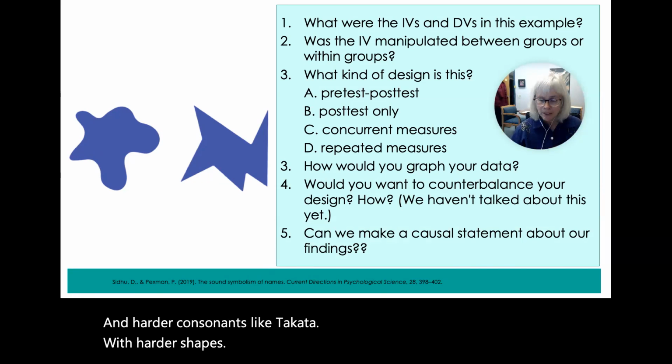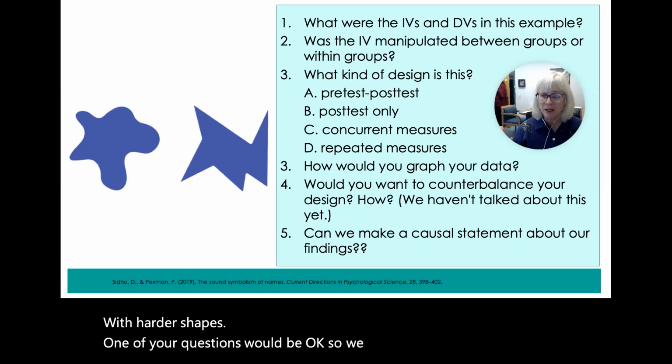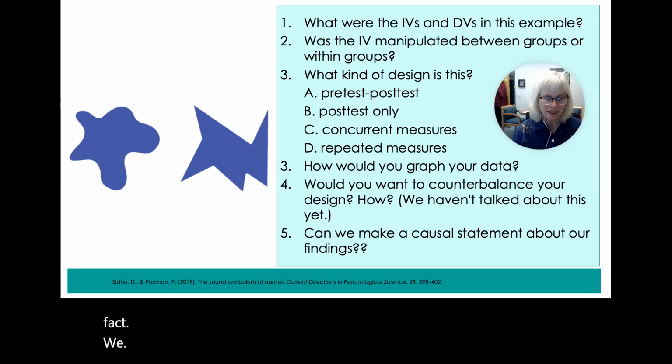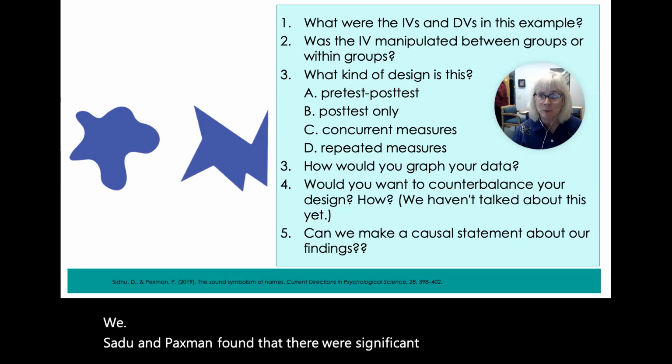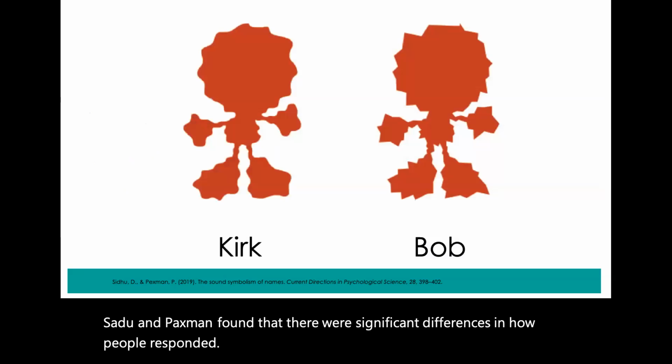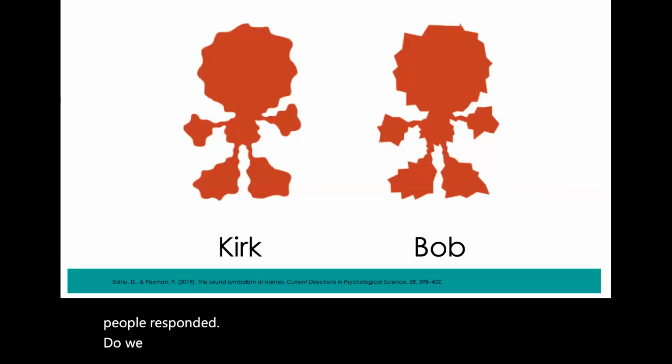Now, one of your questions would be, okay, so we do this with blue blobs. And in fact, Sidhu and Pexman found that there were significant differences in how people responded. Do we also do that with more humanoid forms? So which one is Bob and which one is Kirk?